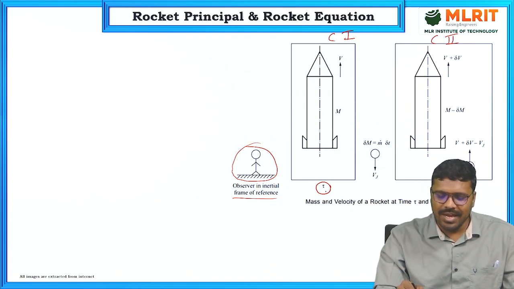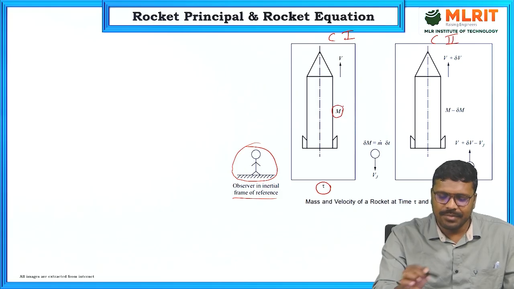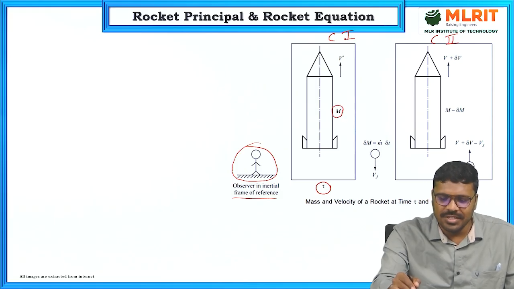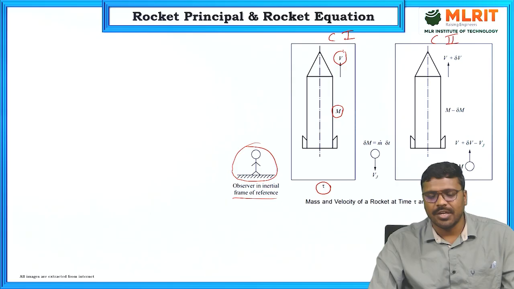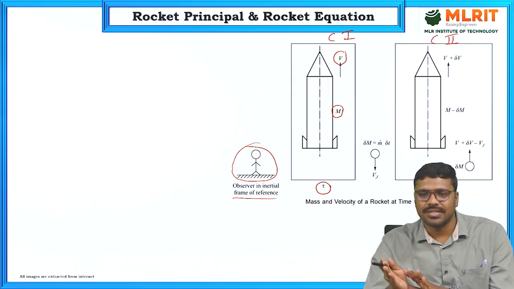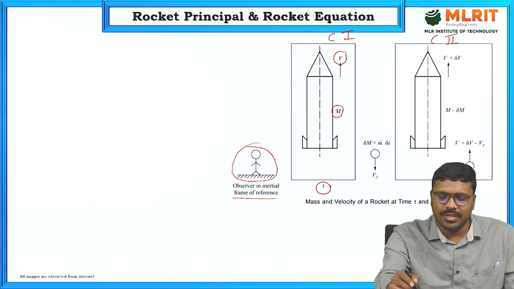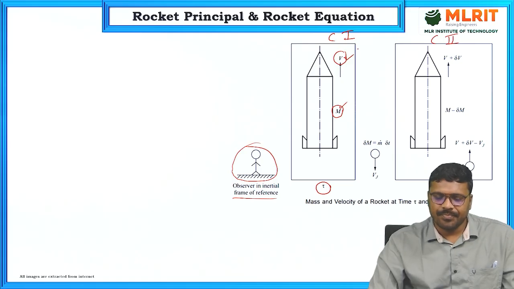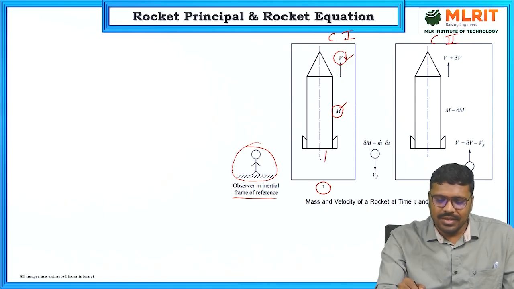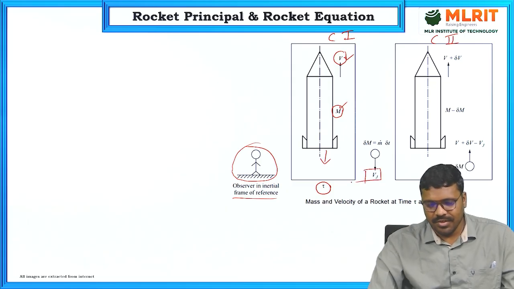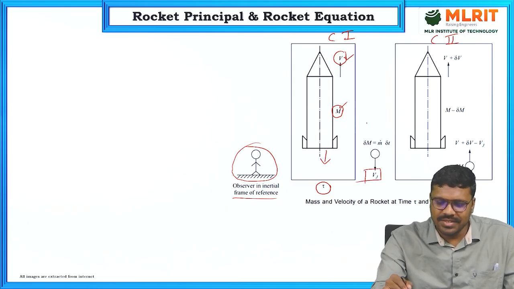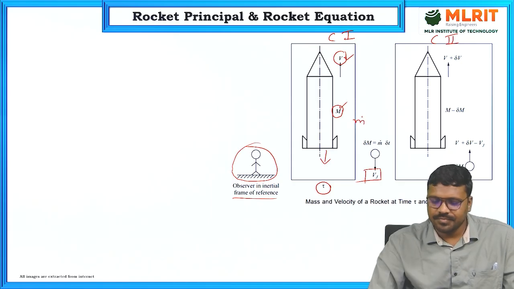So at the time t, the mass of the rocket is capital M and the velocity of the rocket at time t is given by capital V. These are the parameters at time t, not at the initial or the exit, but at the end. At time t, the mass of the rocket is M and the velocity of the rocket is capital V. The exhaust efflux velocity is Vj and the mass flow rate of the gases is m dot.